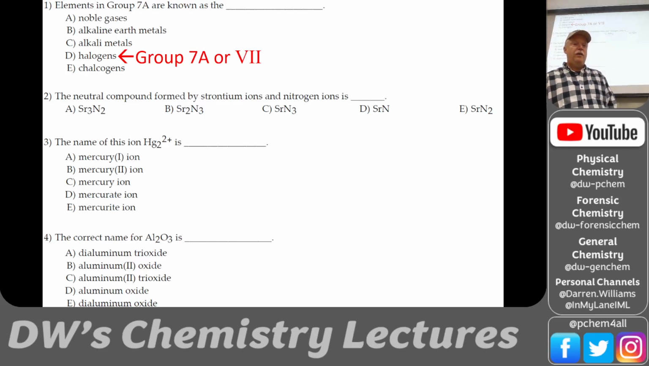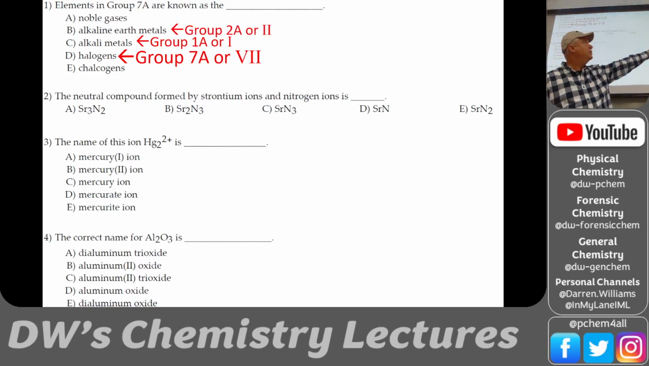And then you have the alkali metals. That's group 1A, over here. Then the alkaline earth metals. Then get over there to the chalcogens. That's group 6, oxygen, sulfur, etc. And then the noble gases is group 8.